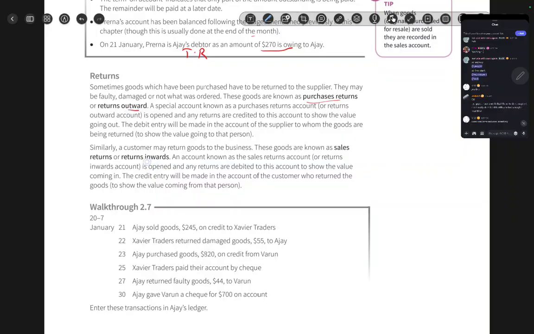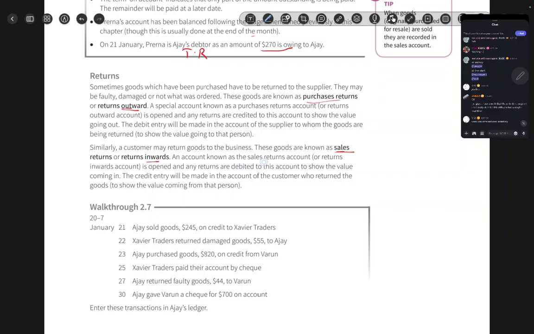Now you see they have a different word. Purchase returns is returns outwards because the goods go out of your business. You bought them, they came into your business, and when you return them, they go out of your business. They're not with you anymore, right? So it's a return outwards. And when you make sales, your goods go outside the business. But when you have sales returns, the goods come back into your business, and that's why it's returns inwards.